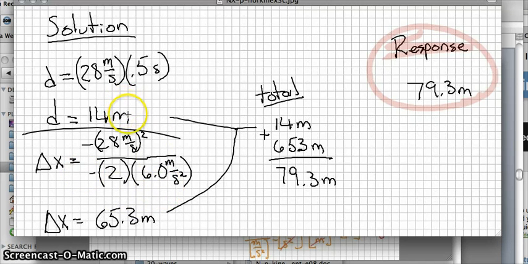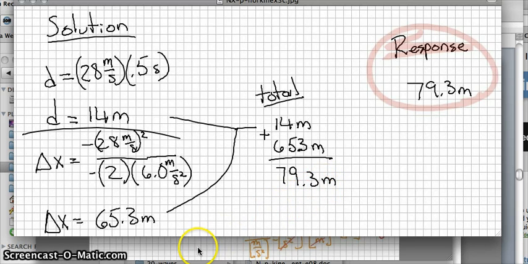So ultimately, because there's this travel time while she's reaching for her brakes, and then there's this travel time while she's actually decelerating or slowing down, we have to take the total of these two to figure out how far she is moving while doing the slowing down to a stop. It ends up being 79.3 meters.